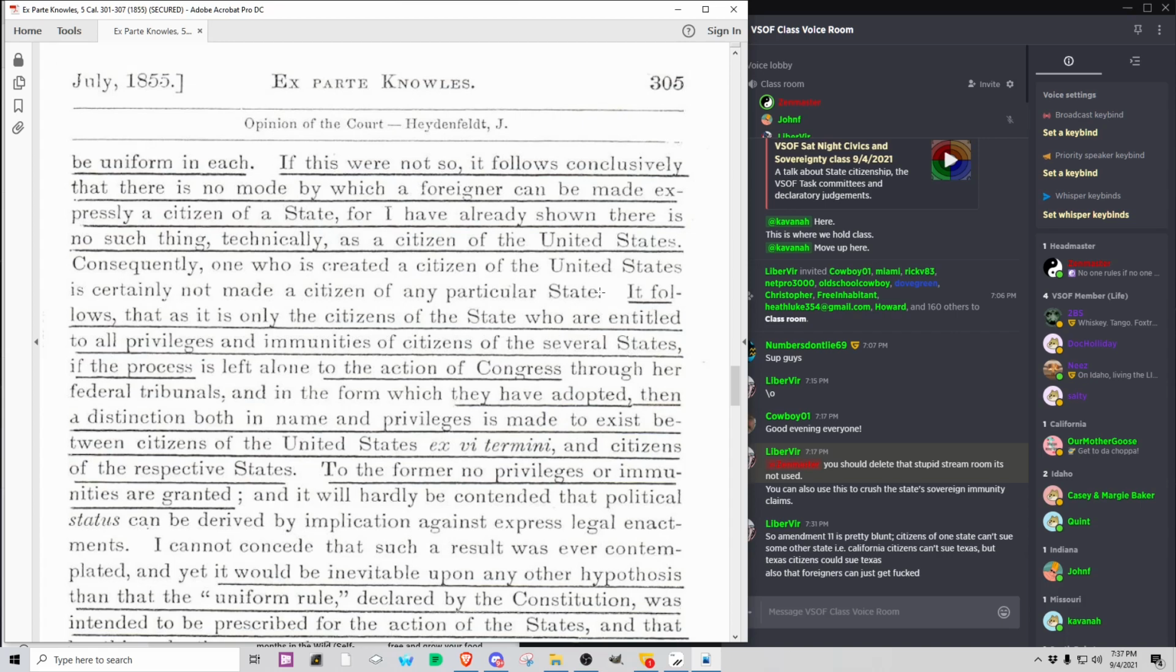And then what did they do after the Civil War? They came along with a system to create a separate and different citizen, right?